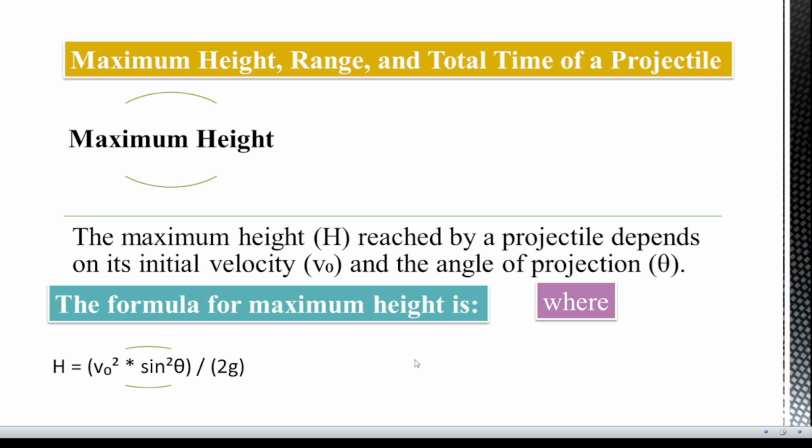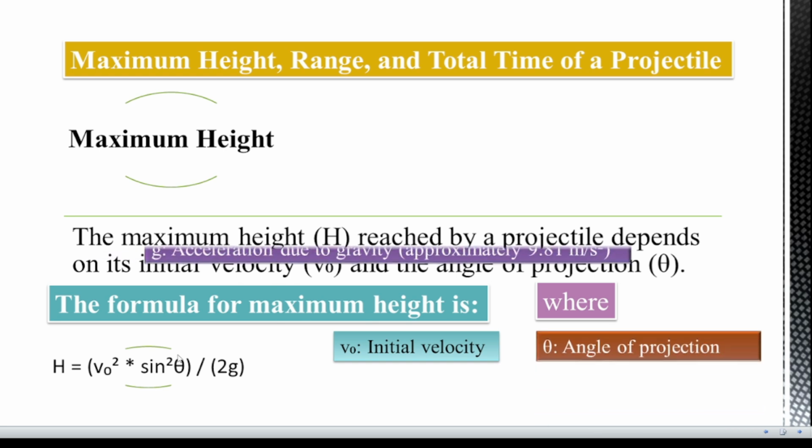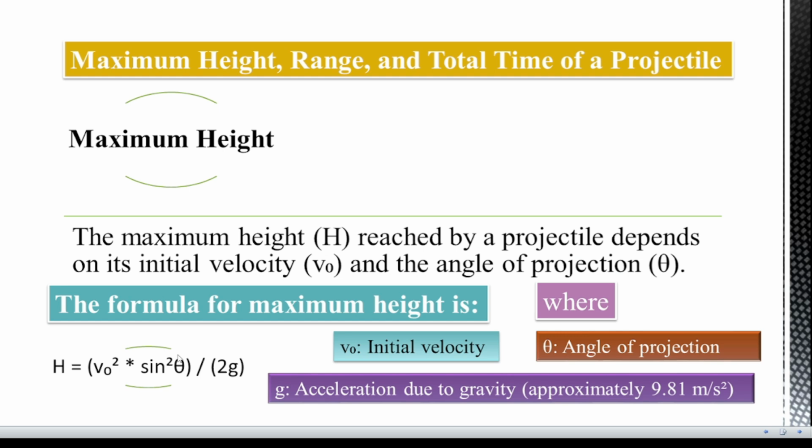Just divide both sides by negative 2g, and then h maximum becomes the square of v naught of y over 2g. But v naught of y is equivalent to v naught times sine theta. So substitute and square it, and it becomes the square of v naught times the square of sine theta over 2g. In such a way, we can find the value of h maximum, where v naught stands for initial velocity and theta is the angle of projection. g stands for acceleration due to gravity, approximately equivalent to 9.81 meters per square second. Great.